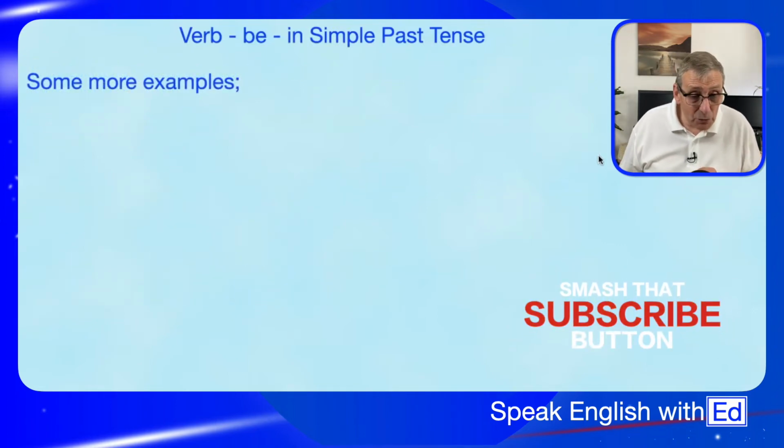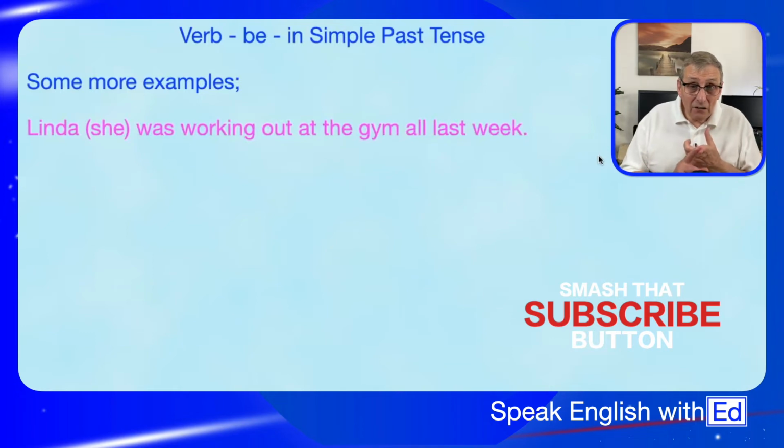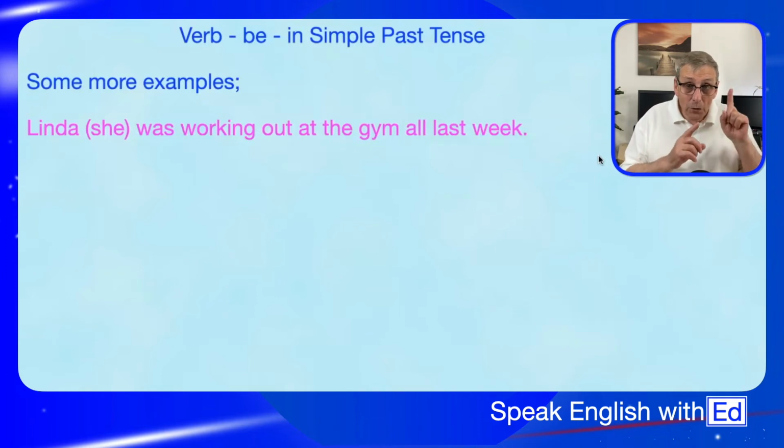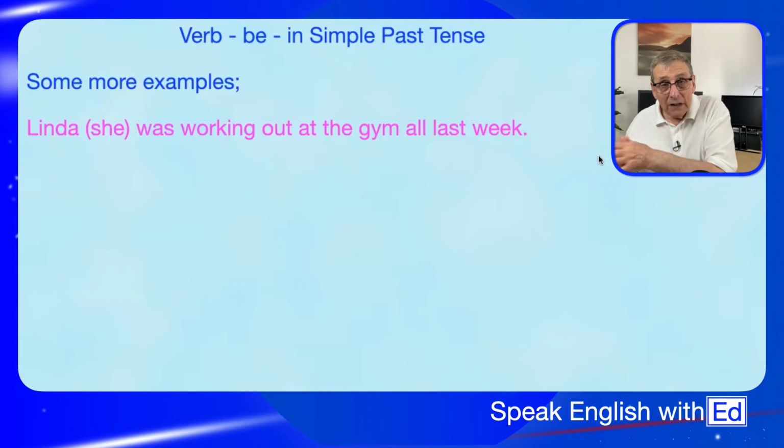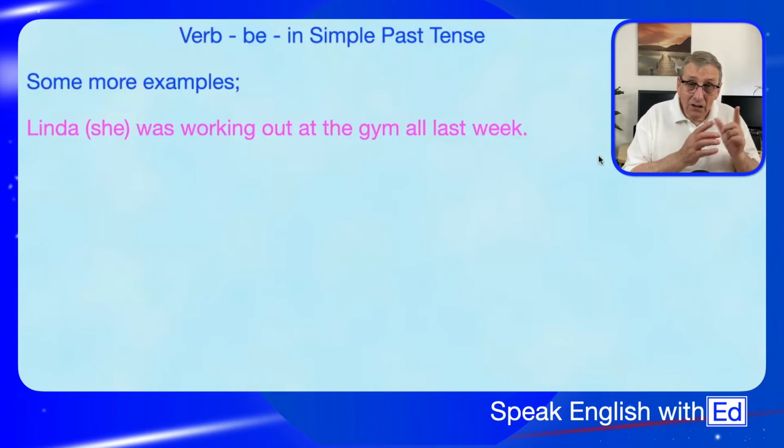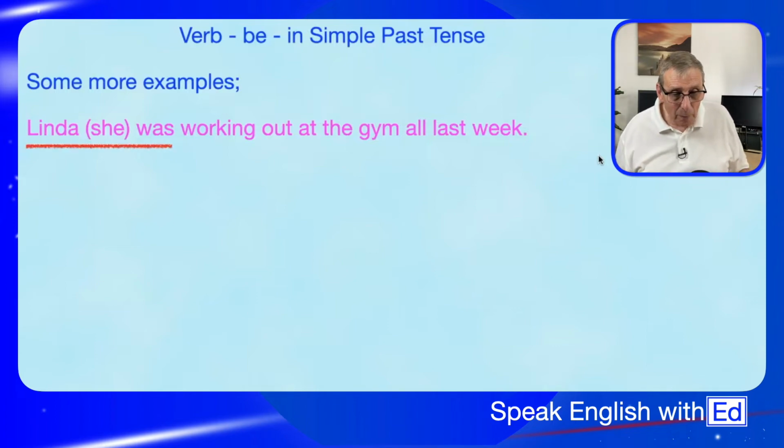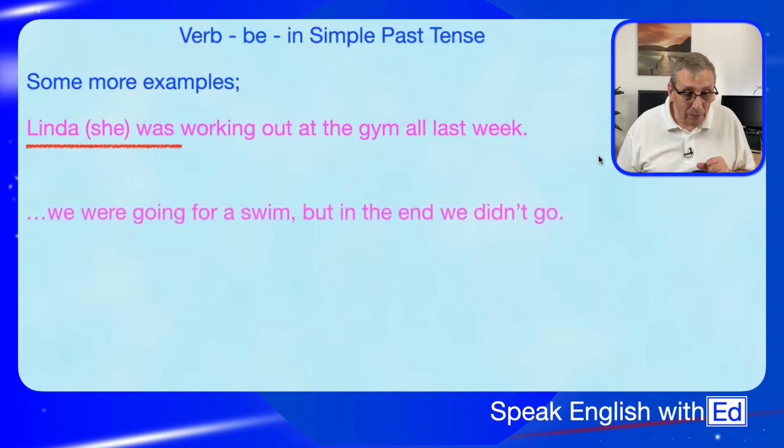Here's some more examples. So you can say Linda. Now Linda is a girl's name, so it's a she. Linda was one person working out at the gym all last week. Last week puts it into the past, and Linda, singular person, was singular verb. So she was working out in the gym all last week. As I say, Linda, singular, was singular.